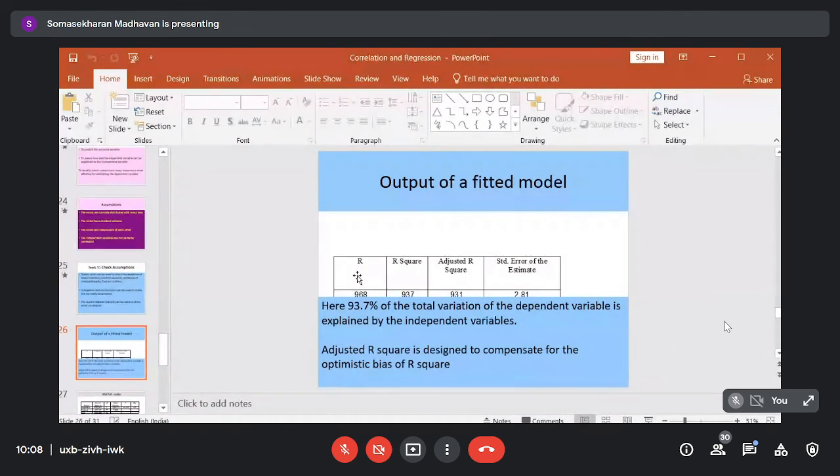So if the model is significant, R squared will be large. If the model is insignificant, R squared will be much lower. If R squared is low, that means the unexplained variation will be more. And if R squared is high, the unexplained variation will be low.